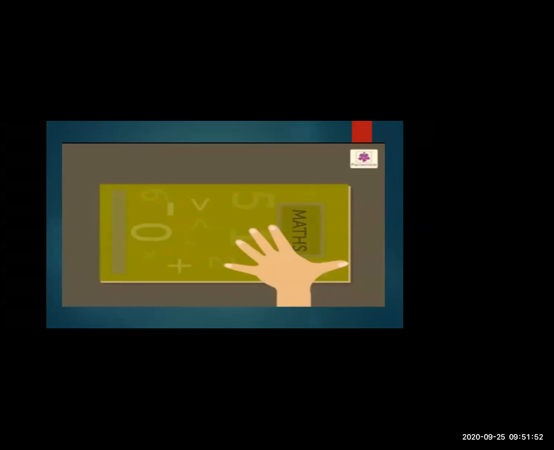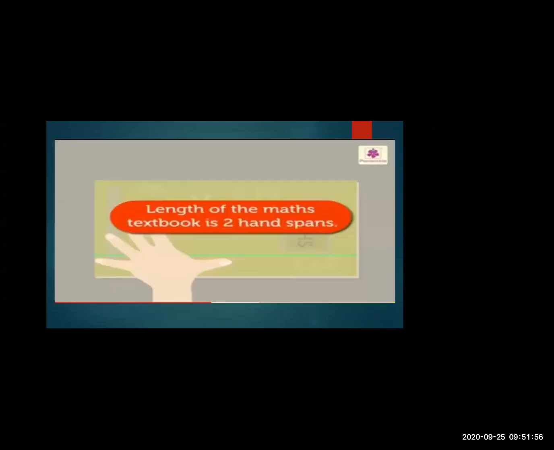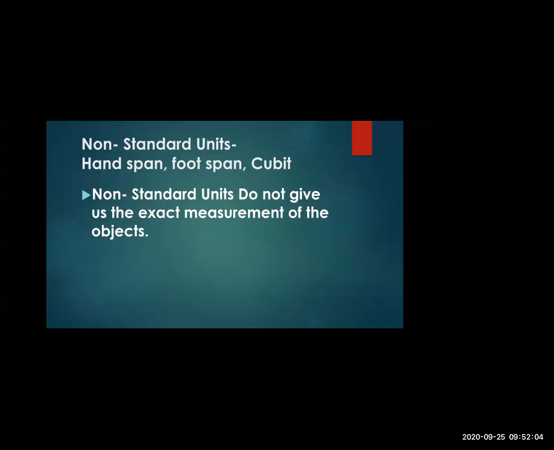I have already explained all those things, children. I'm taking this short recap here. Just try to recall all those things, whatever we have learned in the last lecture. So the hand span, foot span, and cubit, all these are the non-standard units of measurement.